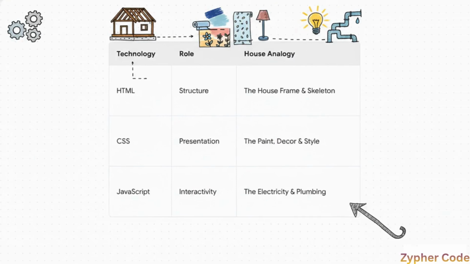So, if you remember one thing, it's this. These three technologies are a team. You've got HTML for the structure, the skeleton. You have CSS for the presentation, the style. And you have JavaScript for the interactivity, the functionality. Every single modern website you use is built on this powerful trio. And keeping them separate is key because it lets developers work on the look, the structure, and the logic all at the same time without breaking anything. It's how massive sites stay organized.